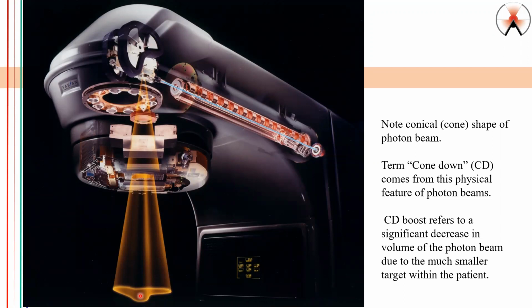So equate cone down with a boost, and a boost is always targeting a very small volume, typically within your primary site, okay? And because it's a very small volume, we do not generally include the lymphatics because it's very small. So that's one thing to keep in mind. Again, as we start coding, anytime you see a boost, in general, the boost is not targeting the lymphatics.